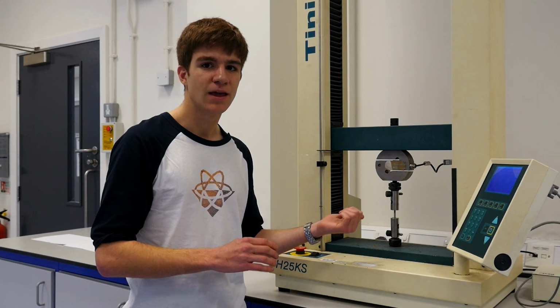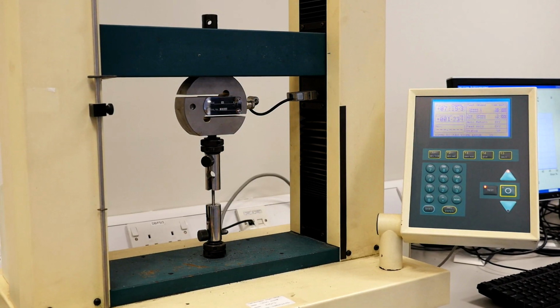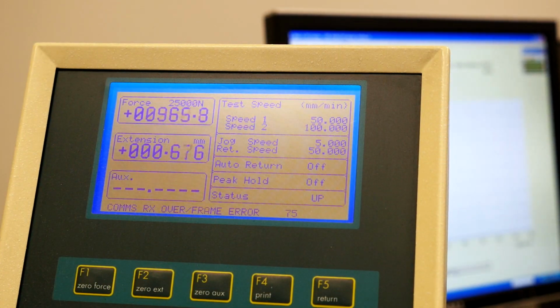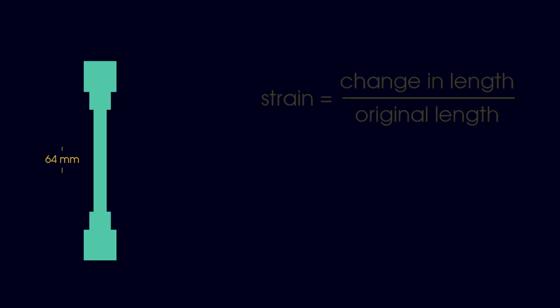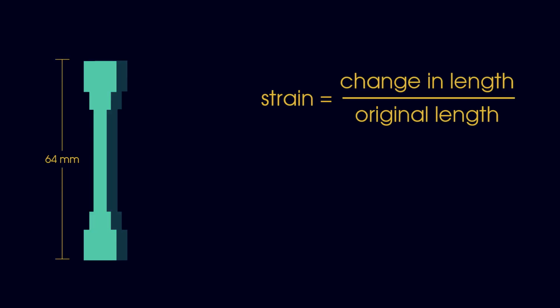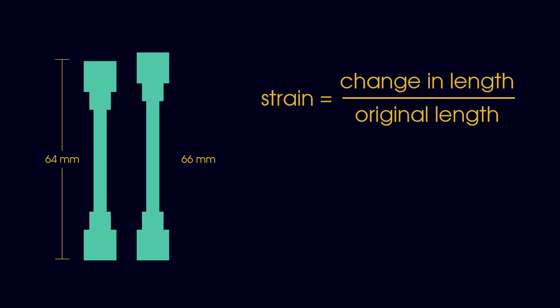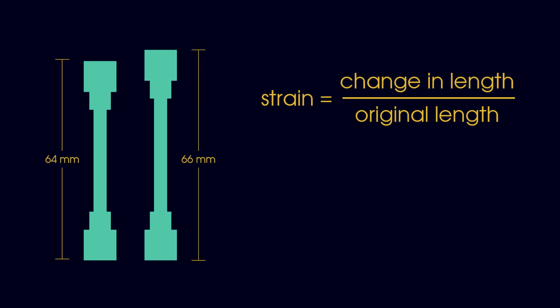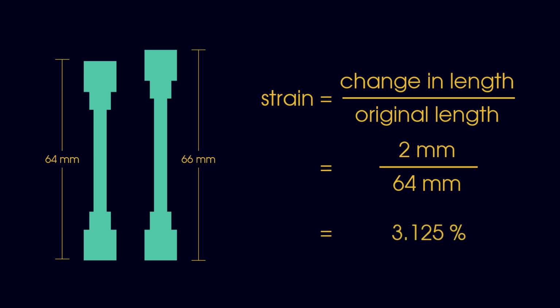The machine is now going to pull these grips apart, applying tension to the steel in the middle. As we add more and more of this tension, the steel begins to stretch. Originally 64 millimeters long, the sample has now stretched to a length of 66 millimeters. This extra 2 millimeters over the original 64 millimeter length gives us a strain value of just over 3%.